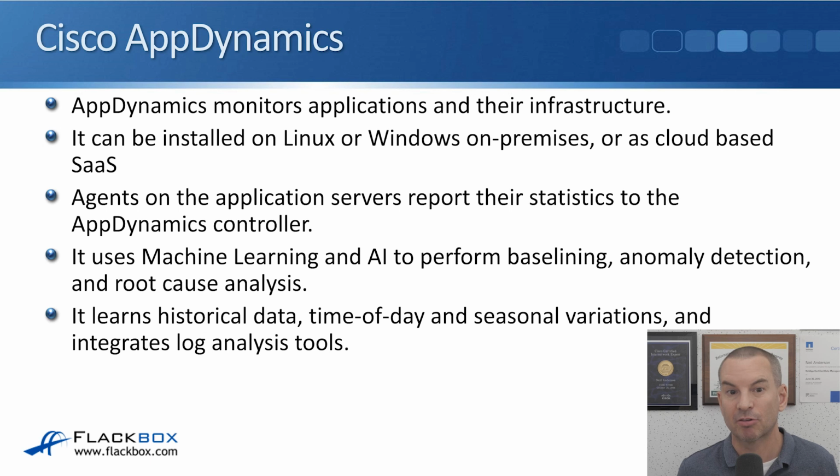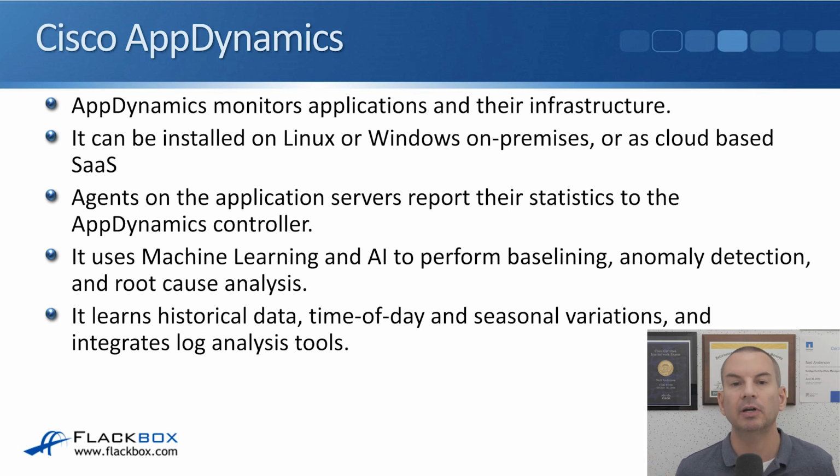The AppDynamics service can be installed on Linux or Windows on premises or as a cloud-based SaaS. Agents on the application servers report their statistics to the AppDynamics controller. So an agent is a piece of software that you install on your application server, for example, a Java application. It then reports all of its statistics and its performance up to the AppDynamics controller, which is your central pane of glass for monitoring this.